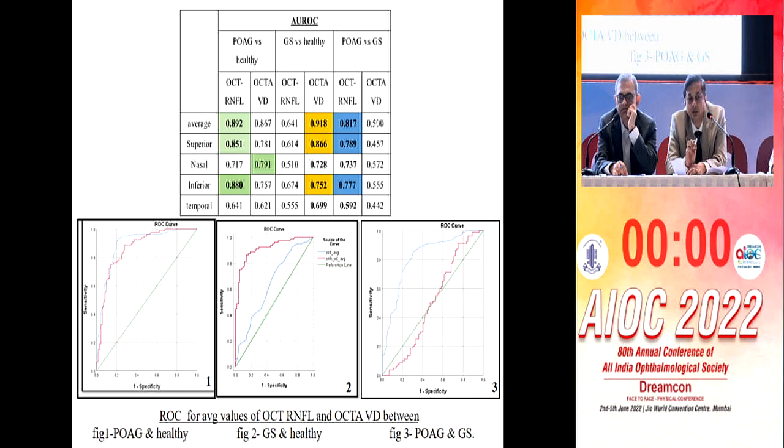No, just one thing. Your AUROC for POAG versus healthy, OCTA VD, is 0.86, and glaucoma suspects versus healthy is 0.918. It's a little unusual. The definite glaucoma should have a better AUROC compared to the glaucoma suspect, usually by tradition, because definite glaucoma has more RNFL loss, more structural changes as opposed to the suspect.